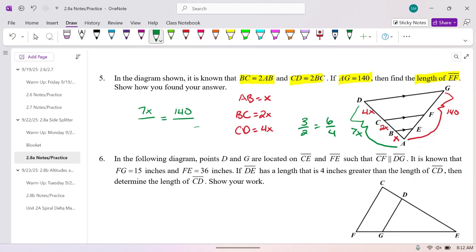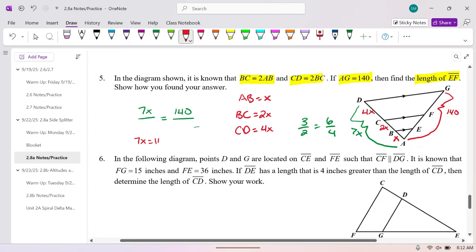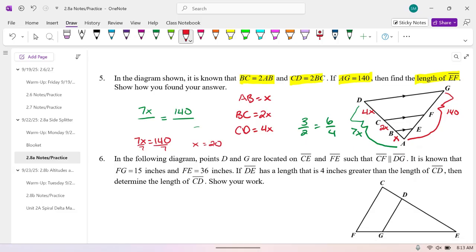So if we do 7x is equal to 140, divide by 7, x would be equal to 20. So that means that this side length is 20. This side length is 40. This side length is 80.